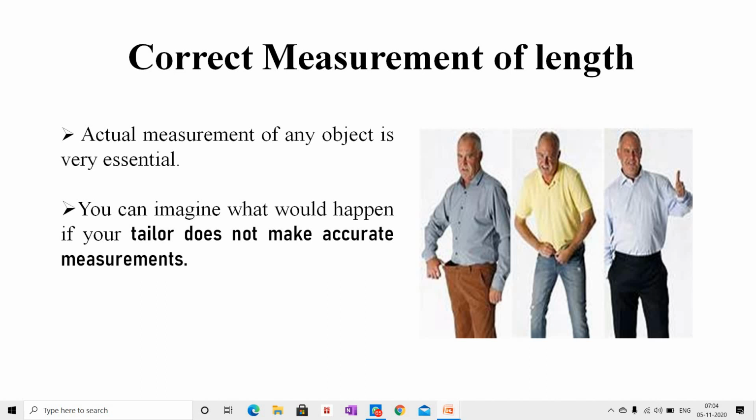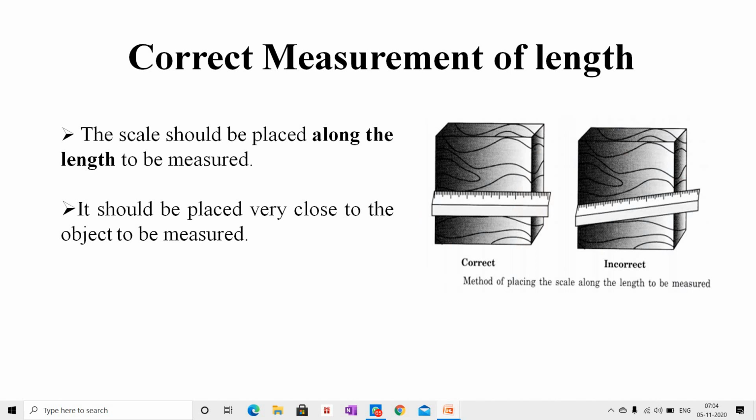Students, accurate measurement of any object is very essential. You can imagine what would happen if your tailor does not make correct measurements. Students, now let us see the instructions that we should follow to measure the length of an object accurately.